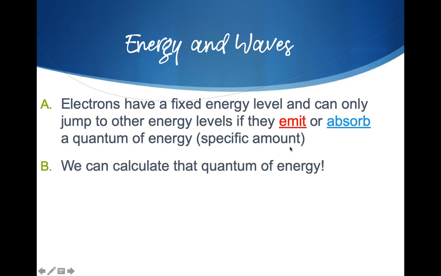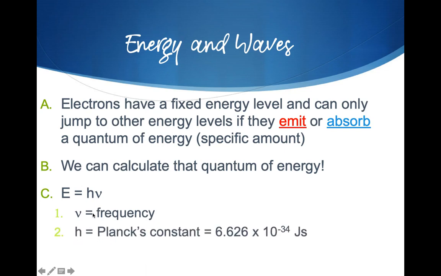So when an electron moves up 2 levels and then falls back down 2 levels, how much energy is it actually giving off? Or if it needs to go from energy level 6 to energy level 2, how much energy would it need to release? That's what we can calculate now. So our new equation is E equals hv. E you can probably predict is energy. v we just saw in our previous equation is frequency, so we already knew that one.